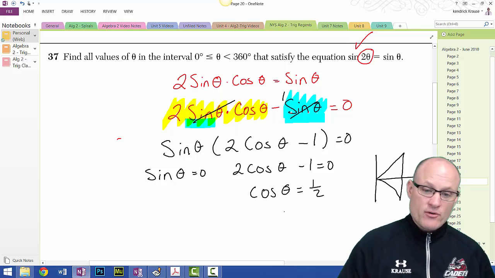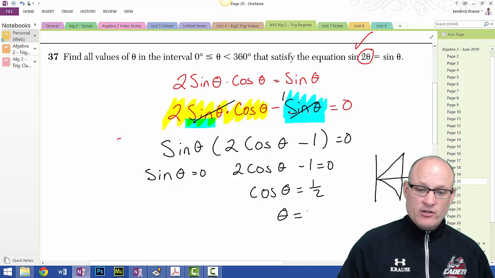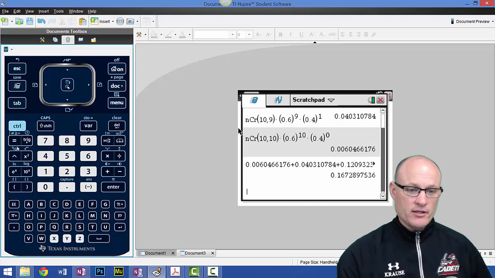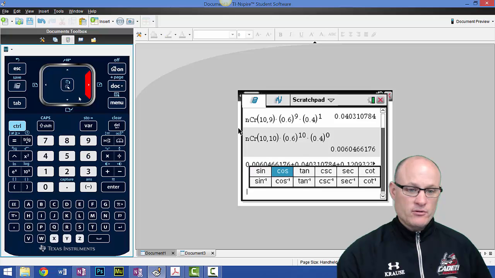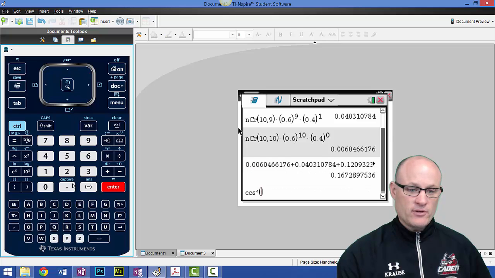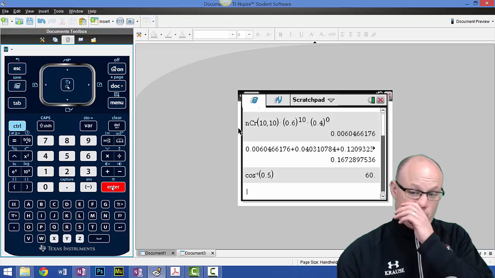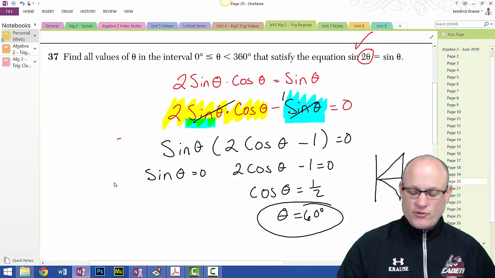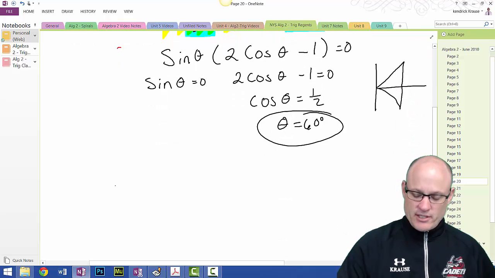Now, if you don't know that theta is equal to 60 degrees by now, you probably have some issues, but that's okay. You can always use your calculator and go, okay, inverse cosine of 1/2. I'm putting 0.5 in. Oh, yeah, it's 60 degrees. That's right, I remember. So, almost done.